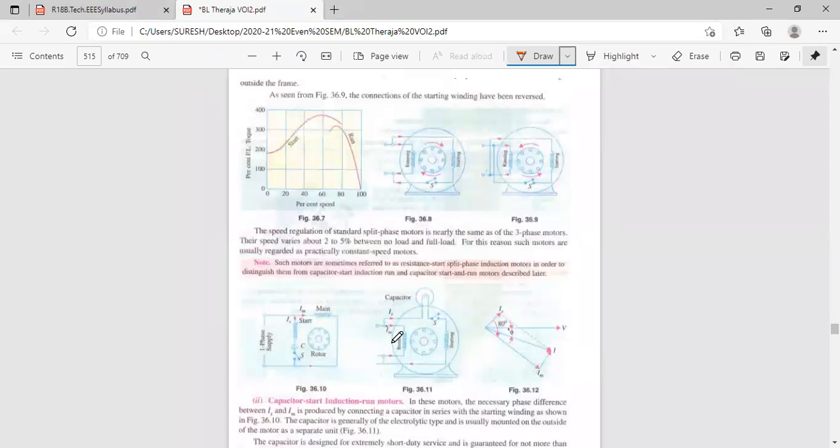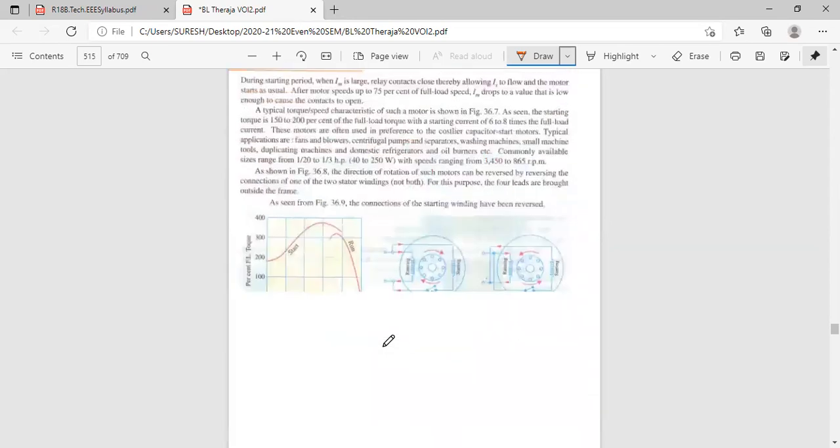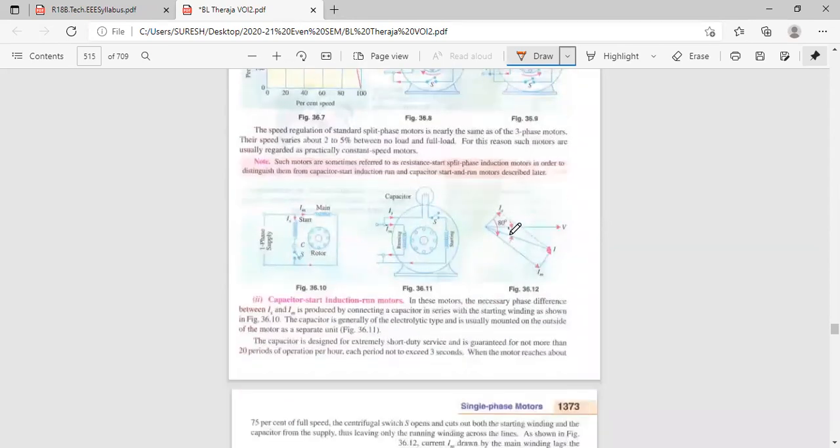Between IS and IM, alpha is 70 to 80. We can't increase beyond this. But what I have told is it should be approximately equal to 90. So to increase the torque still, if you connect the capacitor, the angle between IS and IM will be more than 90. Capacitor has better efficiency. If you add the capacitor, the angle alpha will increase to approximately 90, between 80 and 90.